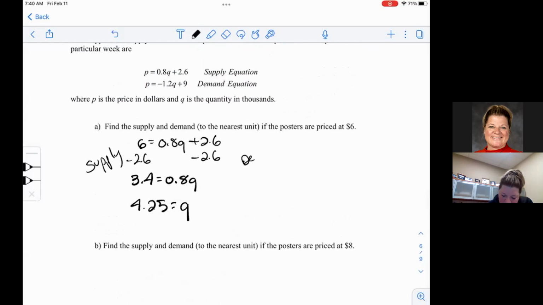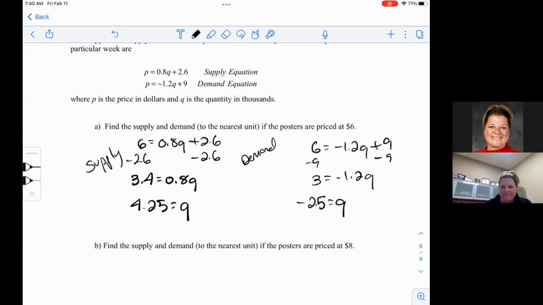So let's do demand over here. So the demand would be $6 equals negative 1.2 Q plus 9. So minus my 9, I get 3 equals negative 1.2 Q. So 3 divided by negative 1.2 is a negative. Our quantity is negative. That's not good. Our quantity is negative.